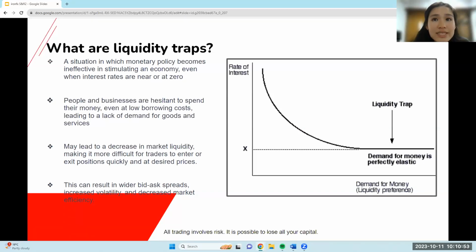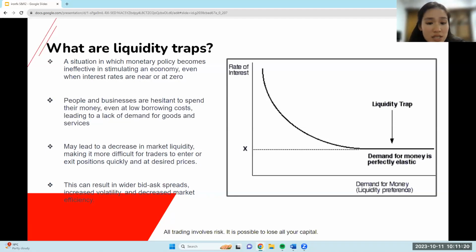Okay, so what exactly is a liquidity trap? It's basically a situation in which monetary policy becomes ineffective in stimulating the economy, even when interest rates are near or at zero. This occurs because people and businesses are hesitant to spend their money, even at low borrowing costs, leading to a lack of demand for goods and services.